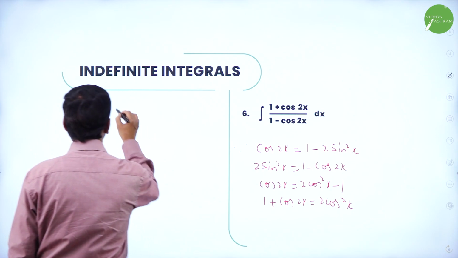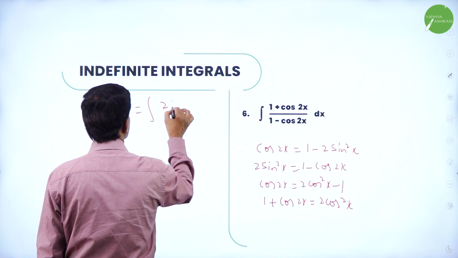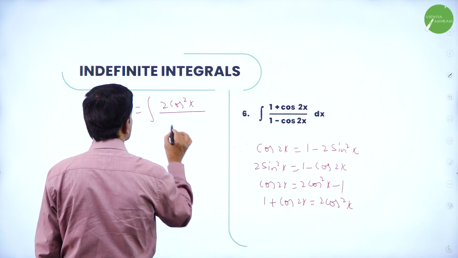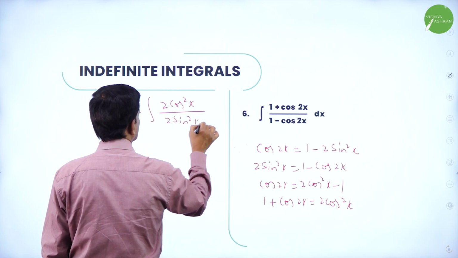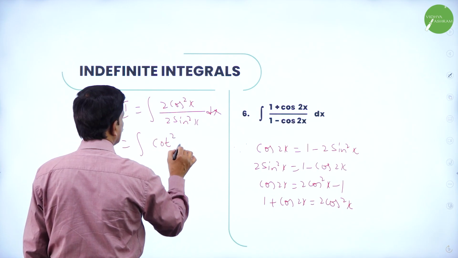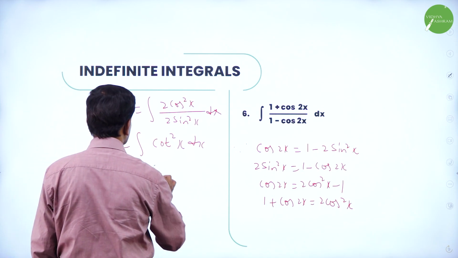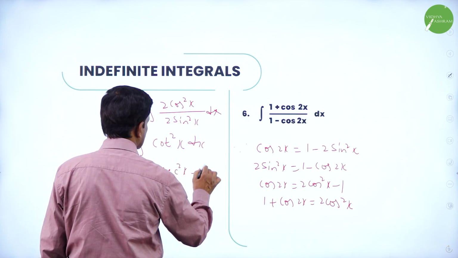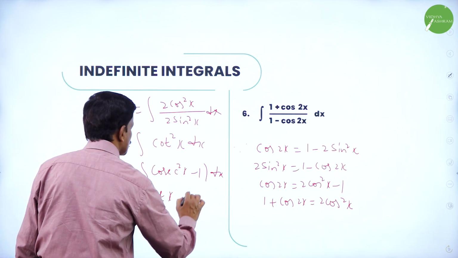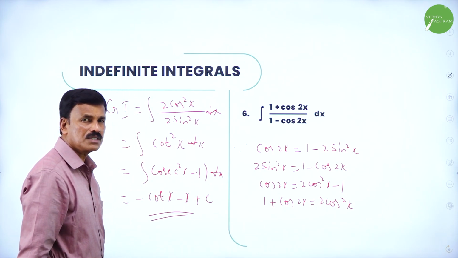So therefore this given integral can be written as given integral 1 plus cos 2x is 2 cos square x divided by 1 minus cos 2x is 2 sin square x dx. 2 and 2 gets cancelled. Cos square by sin square is cot square x dx. So integral of cot square. So this can be written as cosecant square x minus 1 into dx. So integral of cosecant square x is minus cot x. Integration of dx is x plus c. So the answer is minus cot x minus x plus c is the integrated answer.